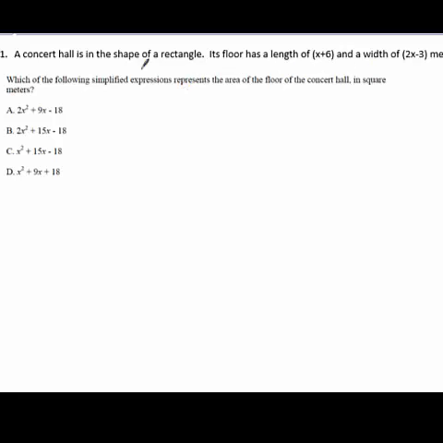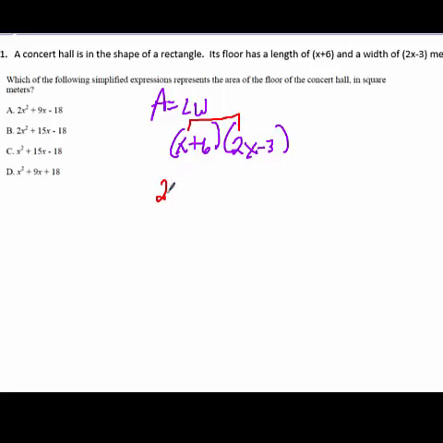Alright, for 11 here it says, which of the following simplified expressions represents the area? So we know area equals length times width. So length is x plus 6 and width is 2x minus 3. And we know we have to multiply those. So remember, when we're multiplying, all we're really doing is just distributing. So x times 2x would give me the 2x squared.